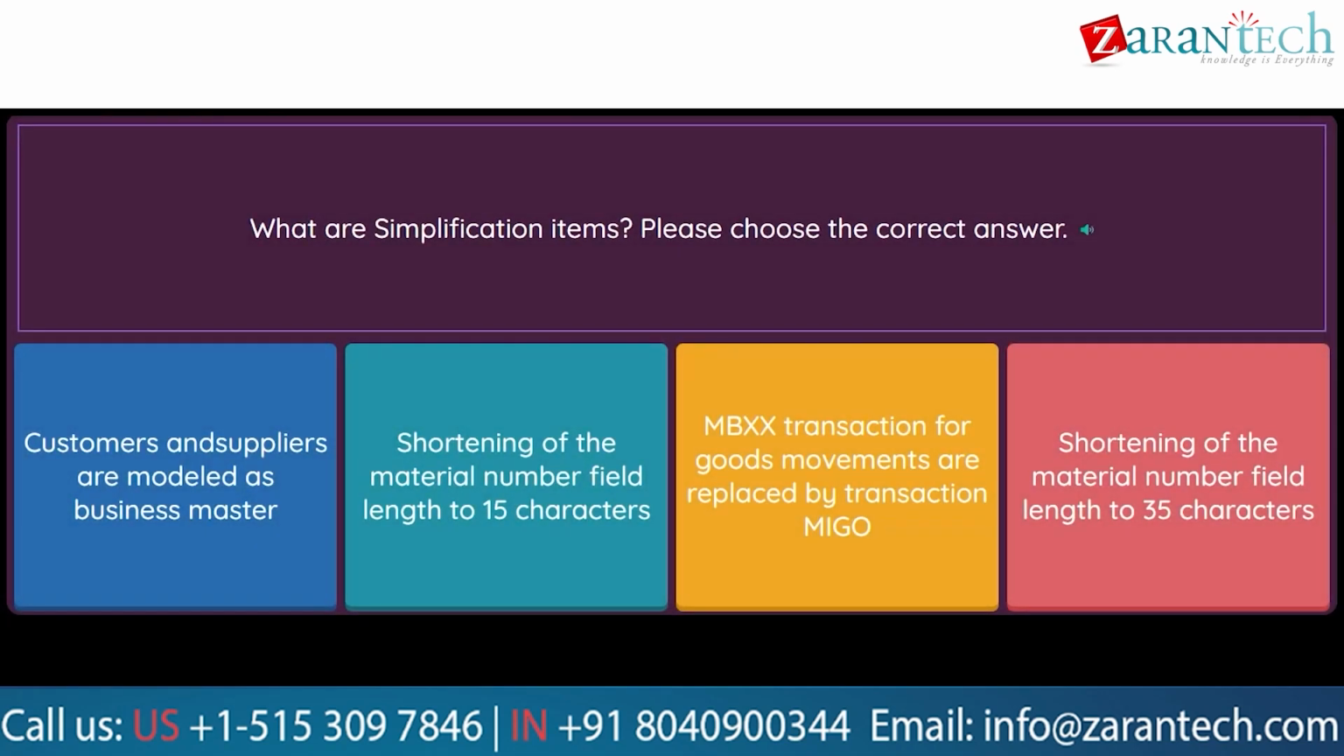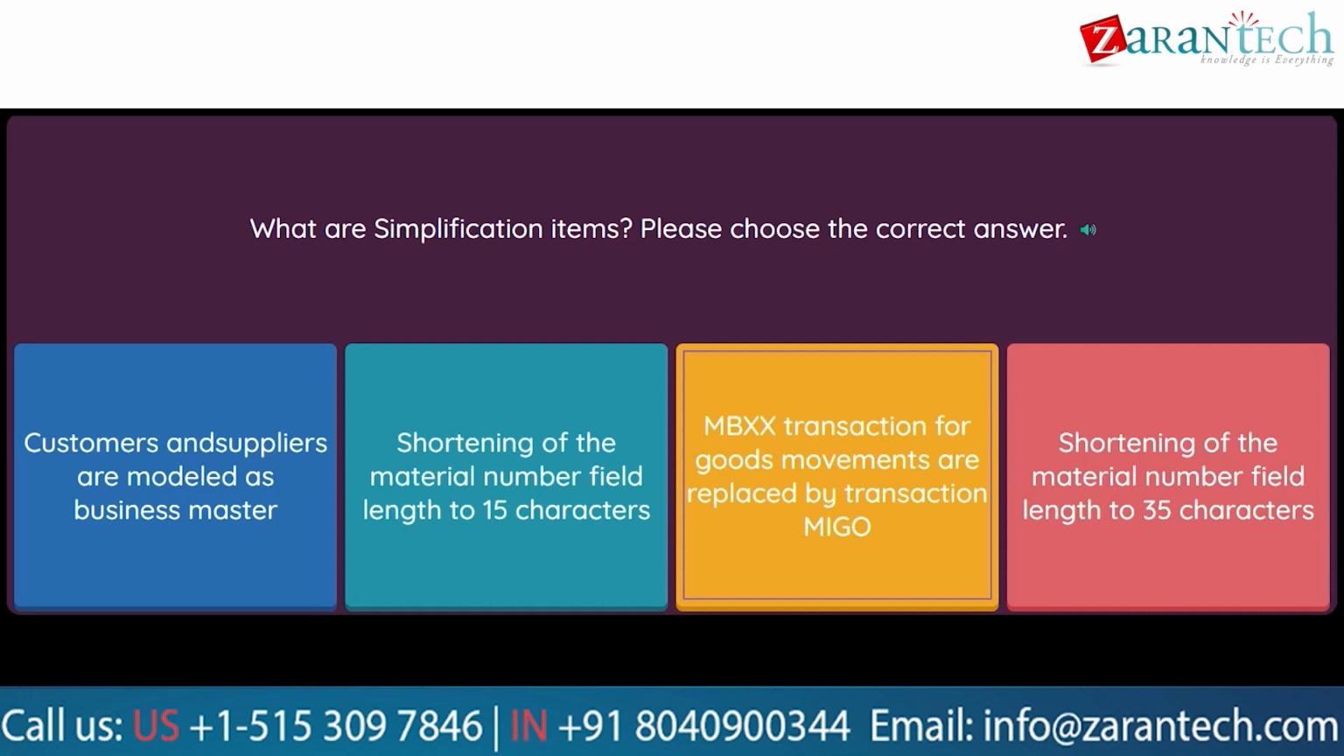Question: what are simplification items? Please choose the correct answer. Option 1, customers and suppliers are modeled as business partners. Option 2, shortening of the material number field length to 15 characters. Option 3, MBXX transactions for goods movements are replaced by transaction MIGO. Option 4, shortening of the material number field length to 35 characters.